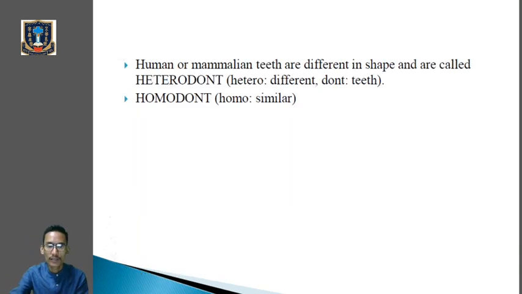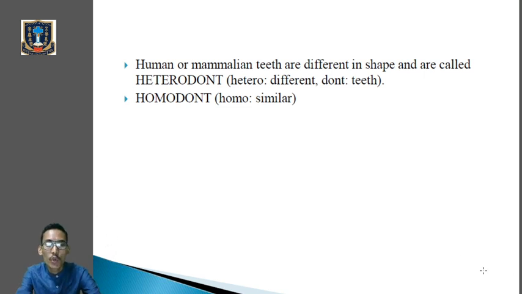Okay, next one, the human being's teeth. Since we have seen different types of teeth, incisor, canine, premolar, and molar, the teeth of the human being or the mammalian teeth are known as heterodont, since they are different in shape. We have seen the different shapes and the different functions of the human teeth. They have different structures and different functions. So the human or the mammalian teeth are different in shape, and therefore they are called heterodont.